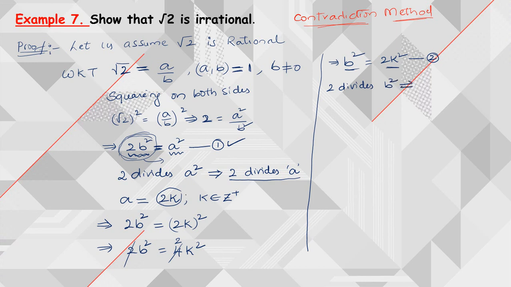So when 2 divides b square, already from the theorem we have 2 divides b. So you can write b is equal to 2 times some m, where m belongs to positive integers. Now from this, a is equal to 2 times some k, and b is also equal to 2 times some m. From these 2 things, what can I say? a and b are even numbers.